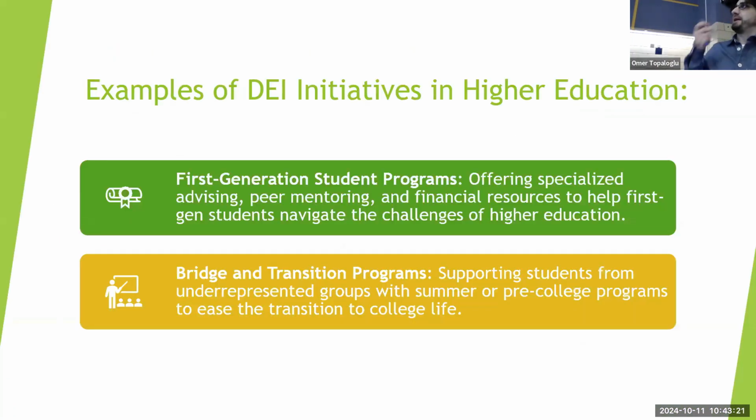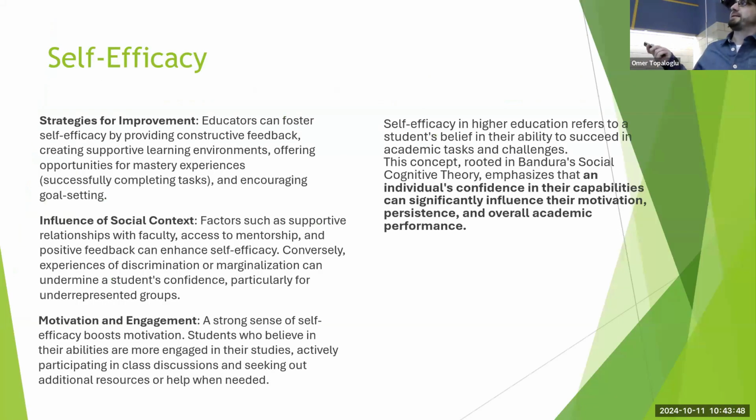So there are some DEI initiatives in higher education. So for example, first-generation student programs. So this is one important point, that this is important to keep them in the system, so that there is going to be a pipeline. And how we can create extra time for them, especially in summer terms, so that we can keep them up to their peers. Okay? And then it takes us to self-efficacy, because if they believe in themselves, then they will stay in the system. Okay?